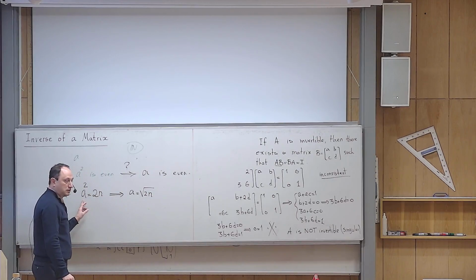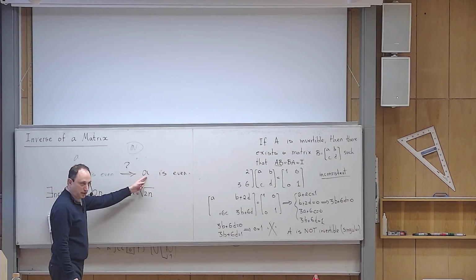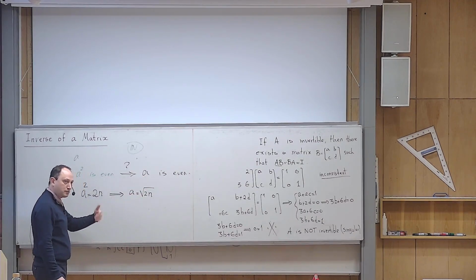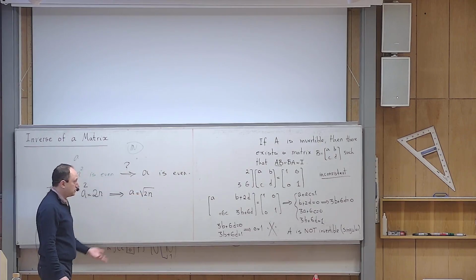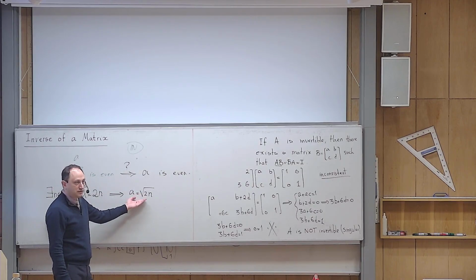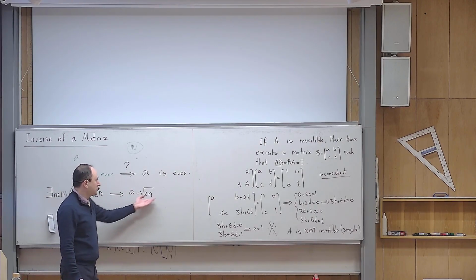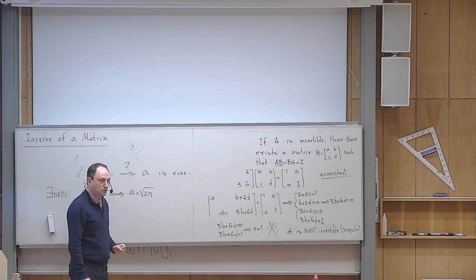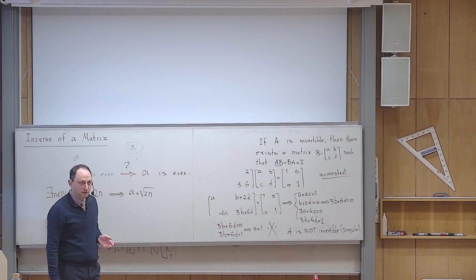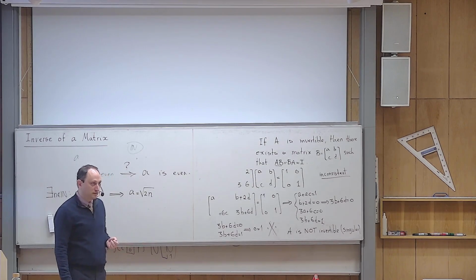If a squared is 2n, and I want to know something about a, the natural direct proof is to take a square root, which I end up here. But this is the dead end. I cannot continue and say, look, because a is equal to the square root of 2n, a is even. Do you agree or not?